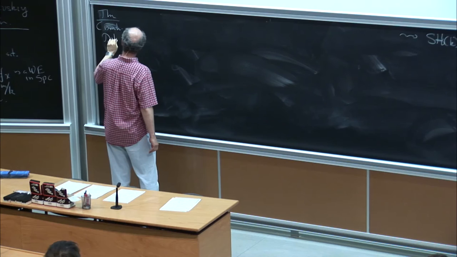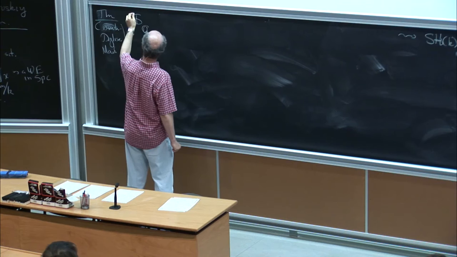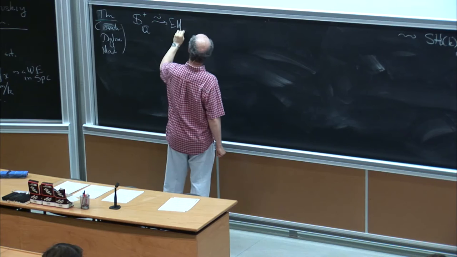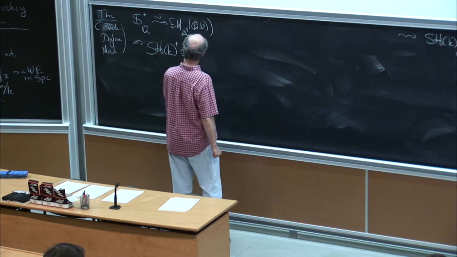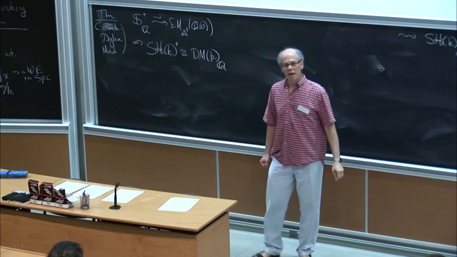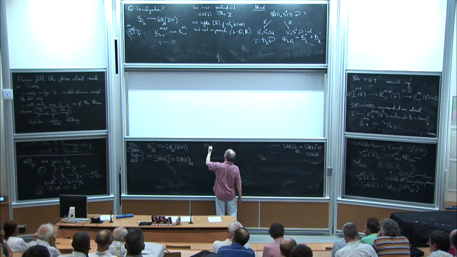Maybe I should also say, it was also stated by Morel, that the unit map induces a weak equivalence with the plus part. And that tells you that it's isomorphic to Voevodsky's category of motives after a Q localization. Maybe I'll put a Q here just to be precise. So maybe I should now mention our main theorem, since we're almost out of time.